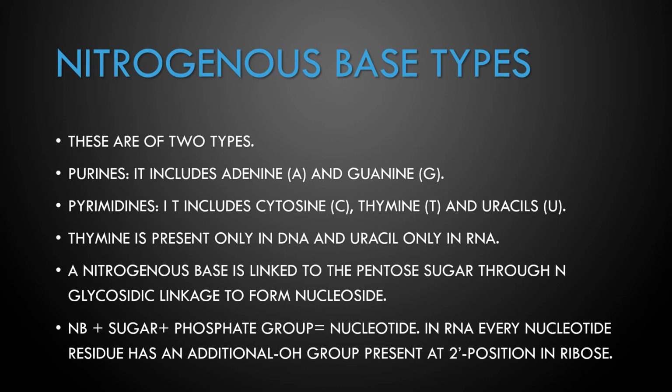And in RNA, every nucleotide has an additional OH group, and that is present at the 2' position. Okay, it is read as 2'. The dash is pronounced as prime. The 2' position, right.